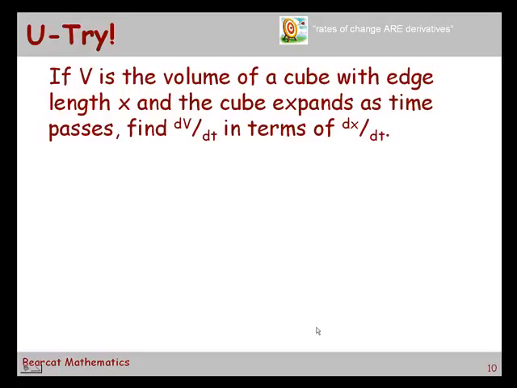All right, back at this. I think you guys were doing pretty well with this. All you got to do is realize, hey, I know how to find the volume of a cube. The edge length is x, so the volume is x cubed. And then if you differentiate both sides, you're pretty much there.